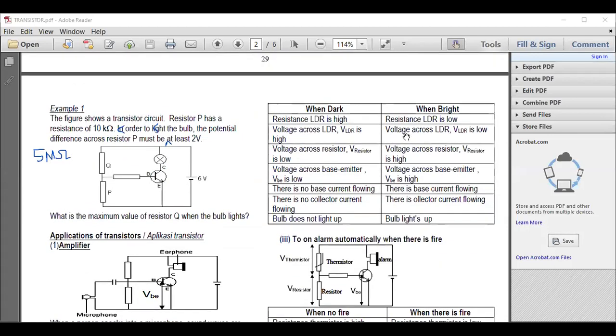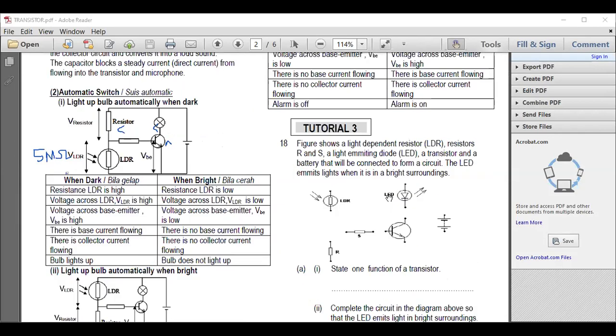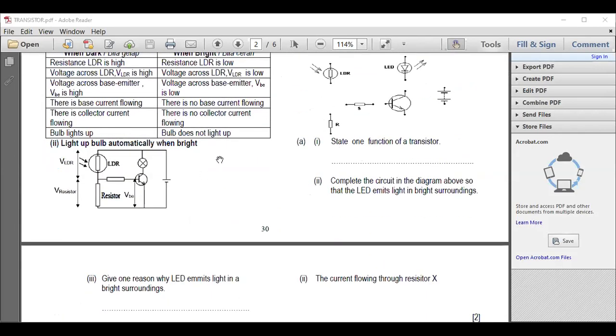Now what happens when bright? So when bright, the resistance of the LDR will be low. So the voltage across the LDR will be low. Automatically the voltage across the resistor will be high. So automatically the voltage across base-emitter also will be high. So now the base will have a higher voltage.